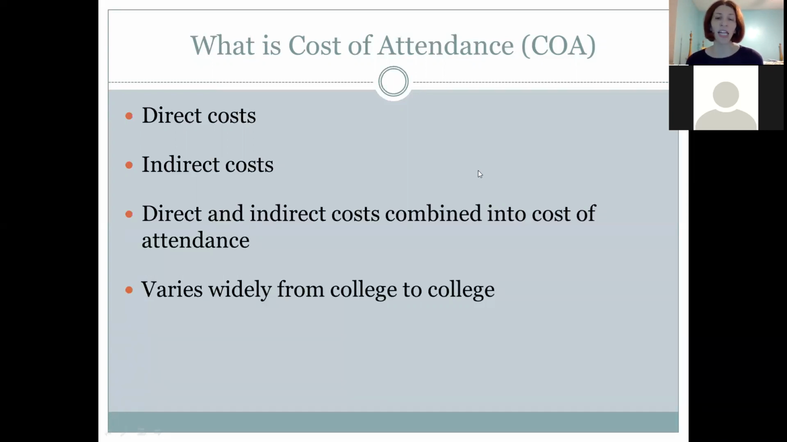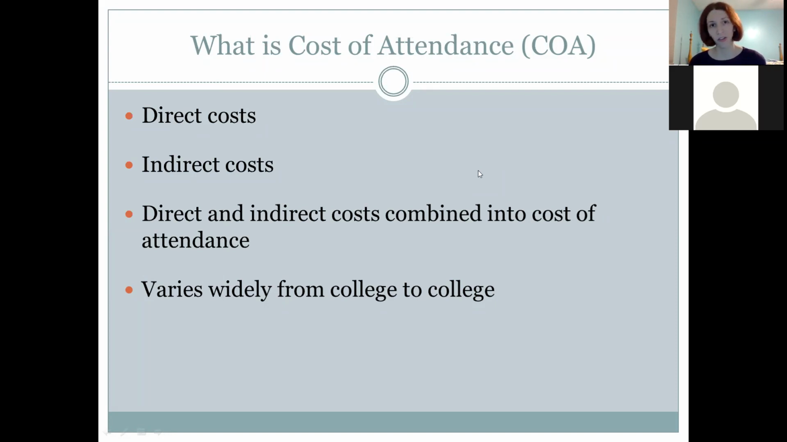So the cost of attendance is comprised of direct cost and indirect cost. Direct costs are things such as tuition, fees, room and board if they're living on campus, potentially books and supplies if they're charged directly, anything that's charged directly to the student on their bill. And the indirect cost would be things like transportation, personal costs, room and board if you're living at home, things that we know that the student will encounter while they're at school, but that are not charged directly towards the student's account. So both the direct and indirect costs combine to create the cost of attendance.